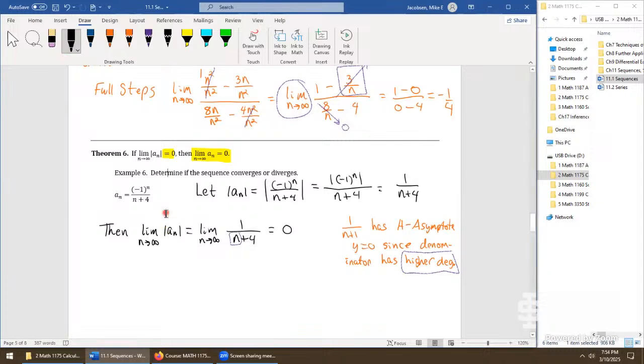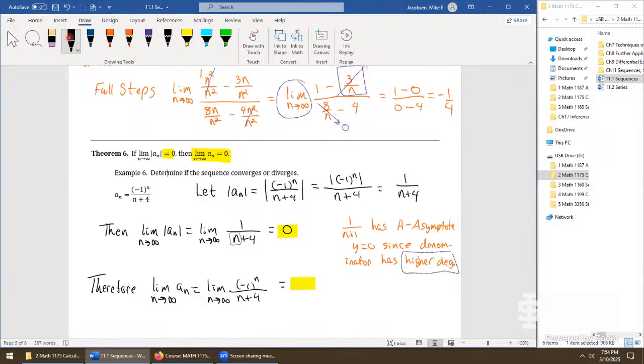But going back to the original problem, here we took a shortcut. We know we have a horizontal asymptote, should give us a value of 0. But that was for the absolute value of an. So we can come over here and say, therefore, limit as n goes to infinity of an, which is the limit as n goes to infinity of the original thing, -1 power of n over n plus 4, it has to be exactly the same.